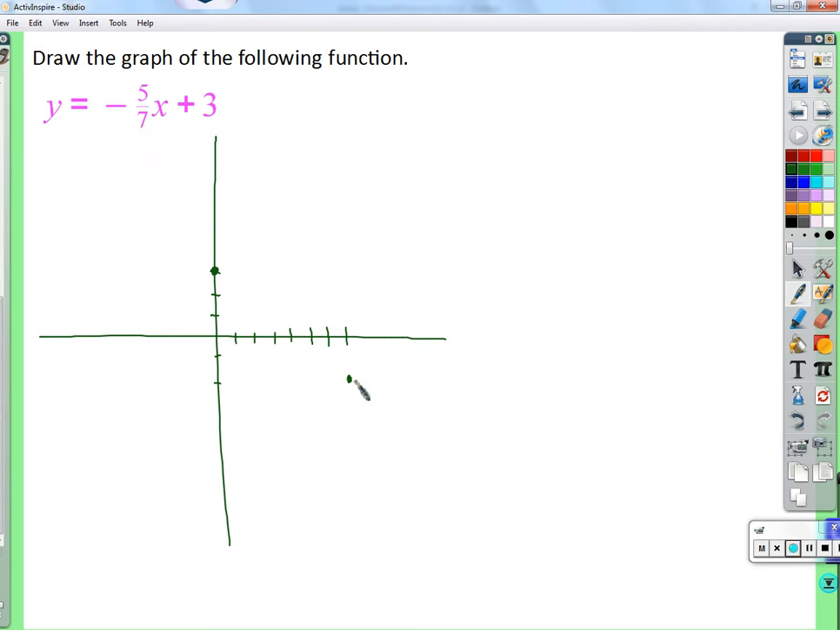Okay, so then we're gonna connect them. What I've drawn is not so much a line, but a bunch of points, an infinite number of points. And so this point is at 7, negative 2. And as Brennan said, that represents an input and an output.